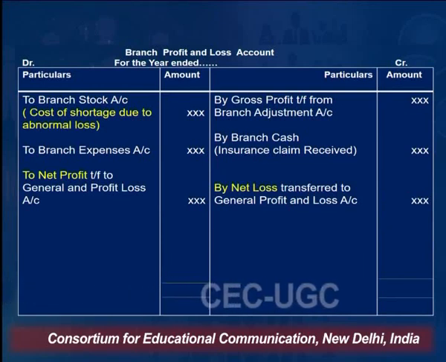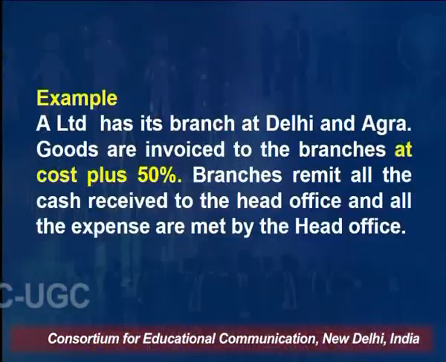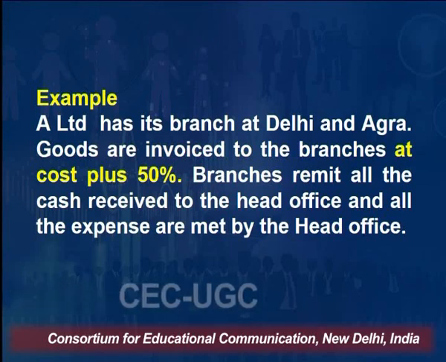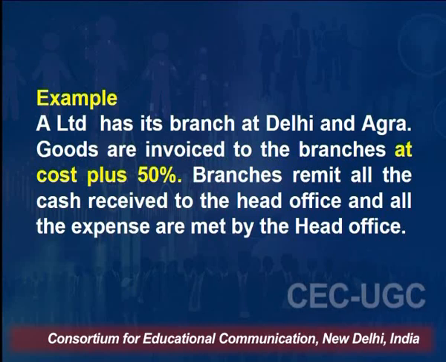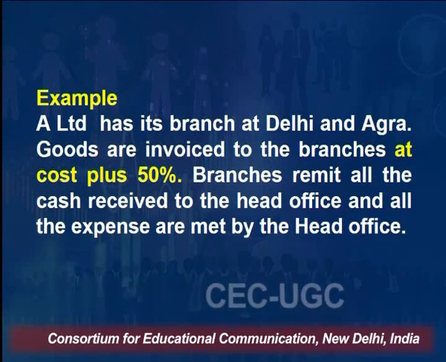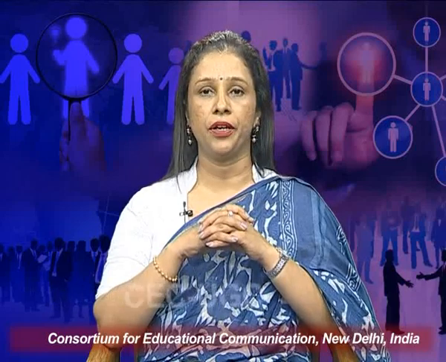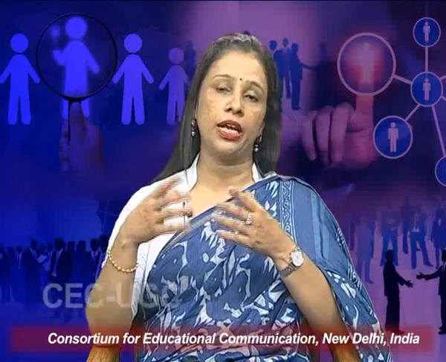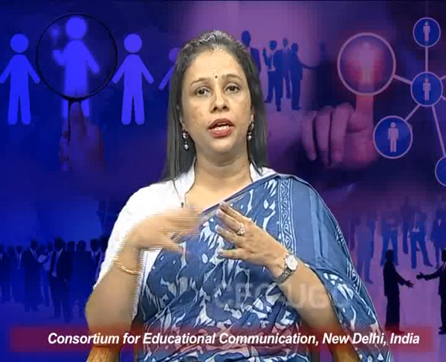Let's understand this stock and debtors method with the help of an example. A Limited has its branches at Delhi and Agra. Goods are invoiced to the branch at cost plus 50. The first thing which you need to see in the question is what is given, that is cost plus 50. So let's assume cost is 100 and the profit percentage is 50, so the invoice price comes to 150. It is given that the branch remits all the cash received on account of anything, like cash sales, cash collected from debtors, or any sale of fixed asset, to the head office.